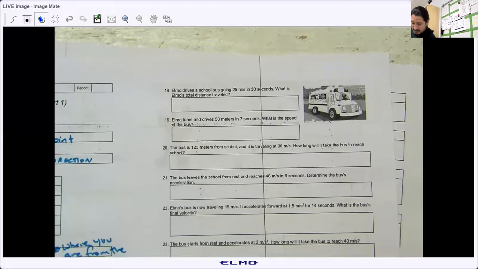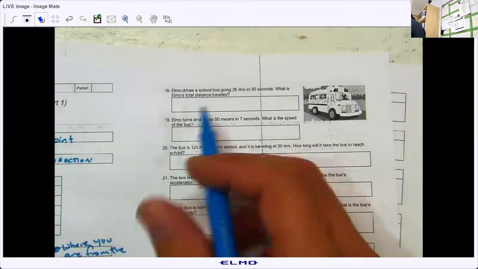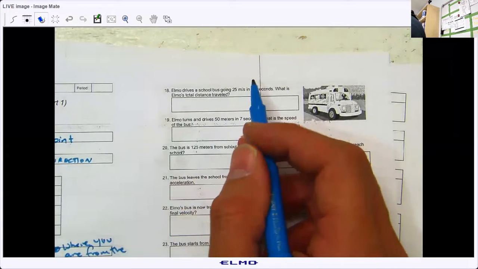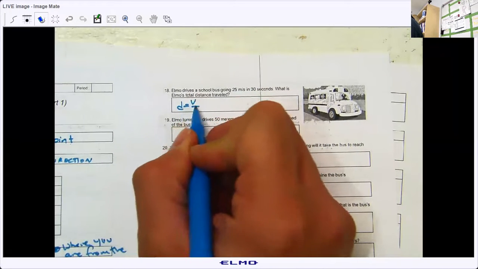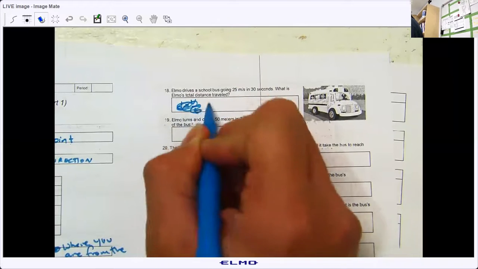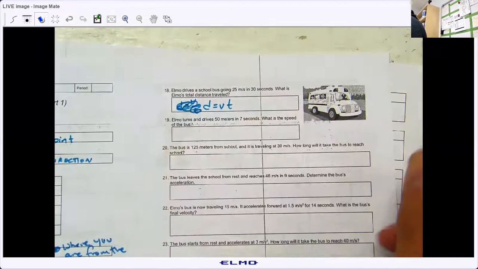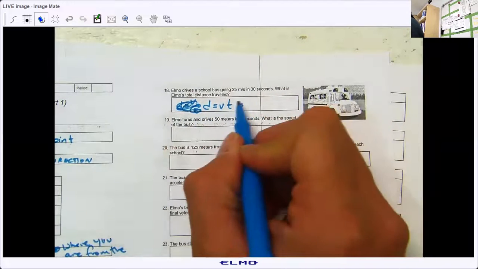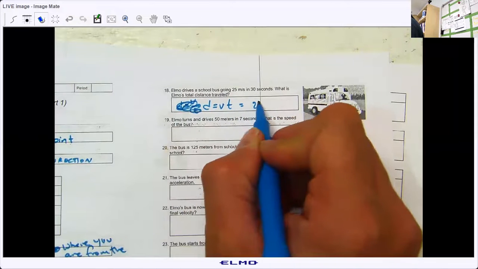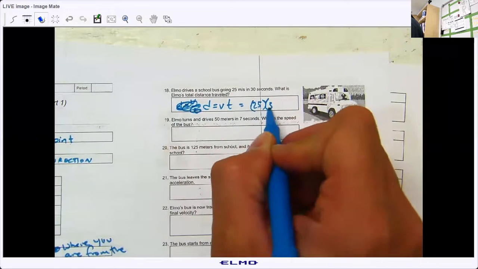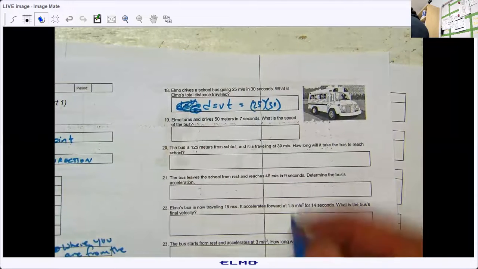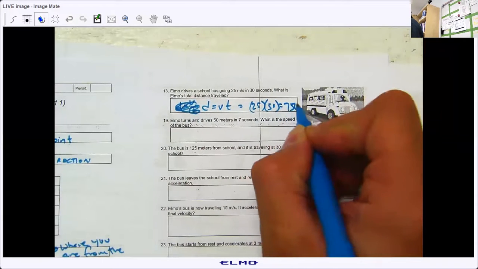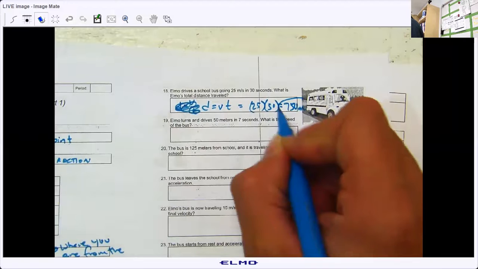Elmo driving a school bus. So if Elmo is driving a school bus, it says what is the distance traveled? So distance is equal to velocity times time. So we plug that in. The velocity is 25 meters per second. The time is 30 seconds, and we can multiply those. So 25 times 30 is going to give us 750 meters.